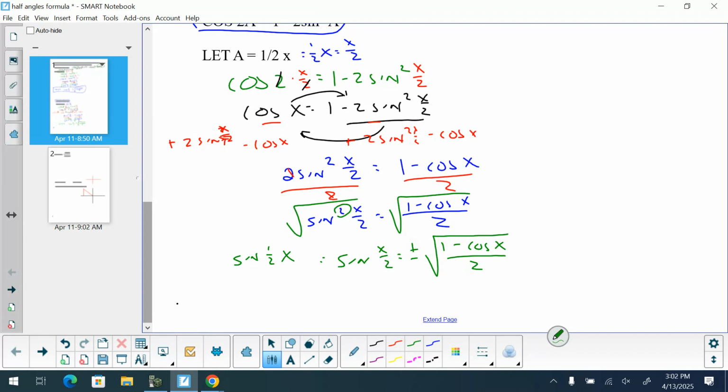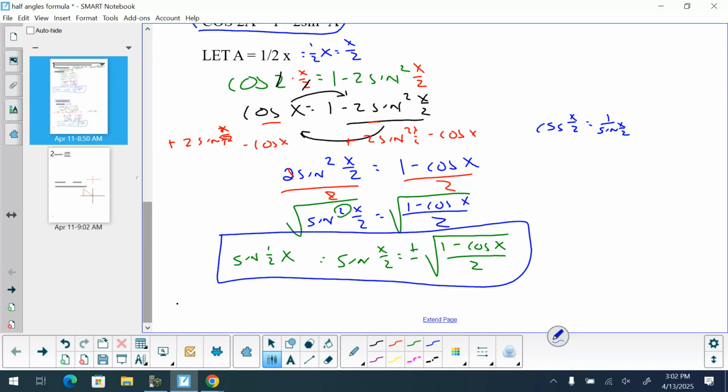If we needed to find the cosecant of x over 2, this would be 1 over sine x over 2. So we'd find the sine of x over 2 and we flip it over. Once again, something that you should be adding to your identity sheet, your formula sheet.